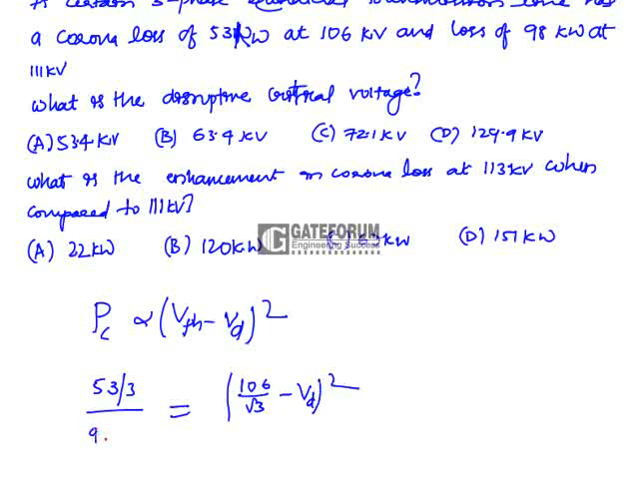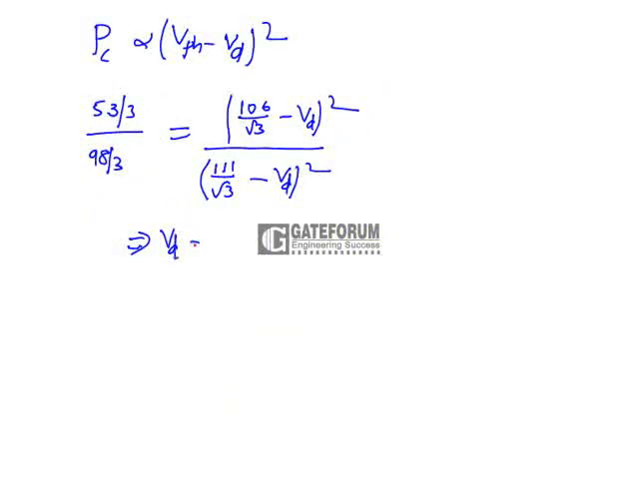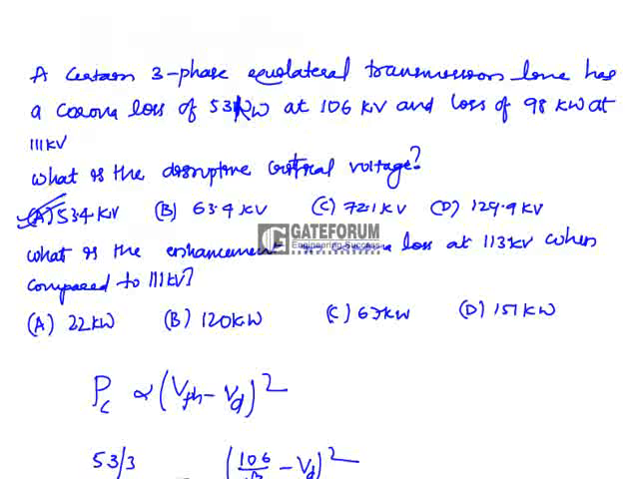Similarly, we have 98/3. This is at a line voltage of 111 kilovolts. So this is (111/√3 - Vd) whole square. Now we have only one variable and an equation. So the critical disruptive voltage Vd, from this you can find it as 53.4 kilovolts. So option A is the correct answer.